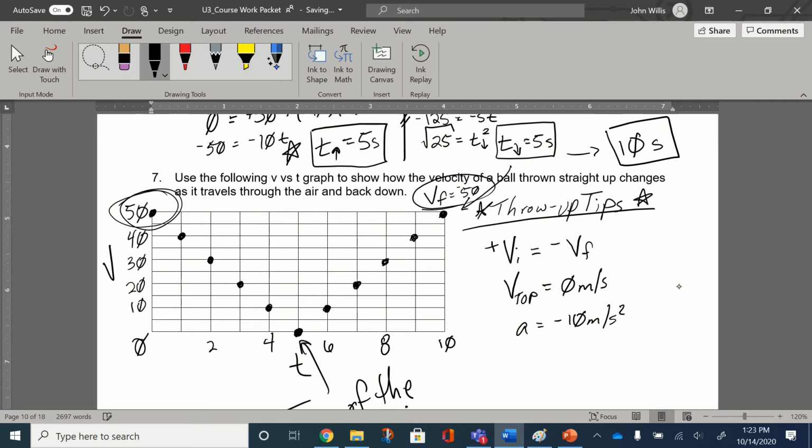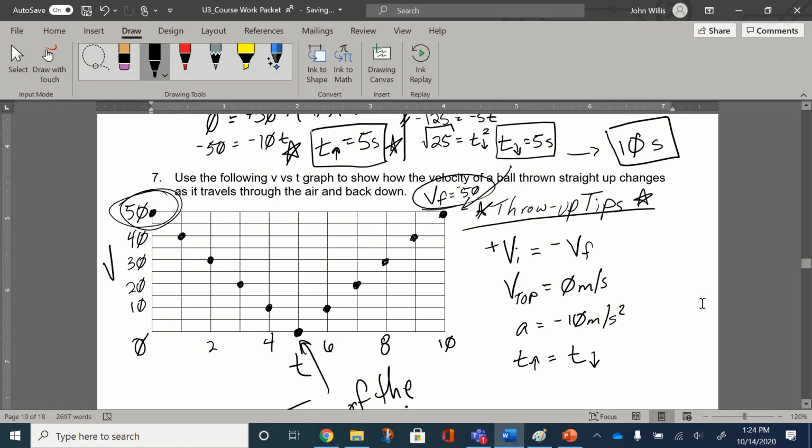That's all that's changed. Now the new stuff, your time up is always going to be equal to your time back down. So if I ask you the total time that this ball was in the air for, you really would have only had to find your time up here at the very top. That's all you would have had to do, and then after that, double it. Because the time coming back down is going to be the exact same, because gravity is the thing that is still causing its speed to change.